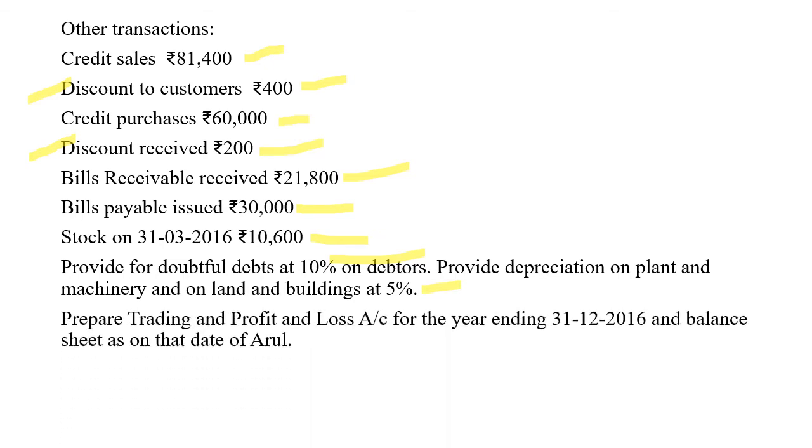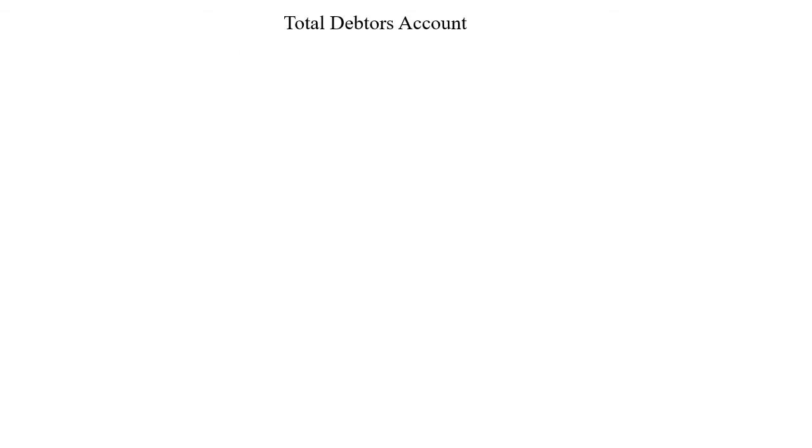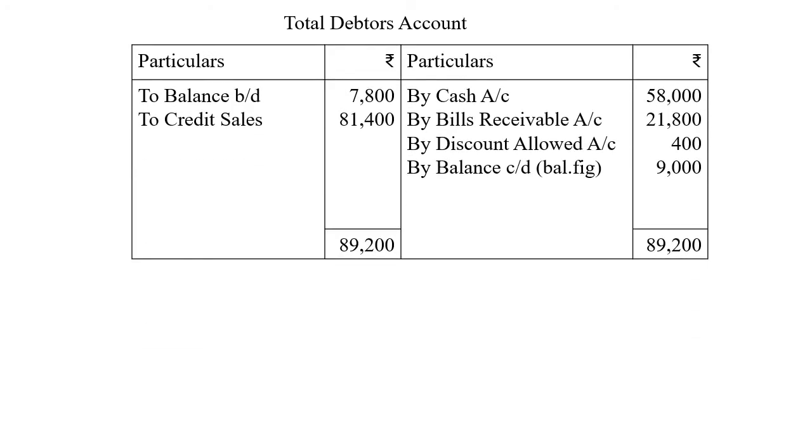Prepare trading profit and loss account for the year ending 31st 3/2016 and a balance sheet as on that date. So first, step number 1 is not required, that is preparation of opening balance sheet. Step number 2 is not required, that is preparation of cash book. So next, preparation of ledger accounts. In that, first one, total debtors account.